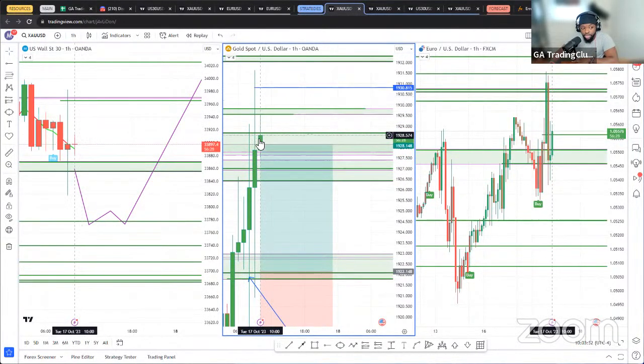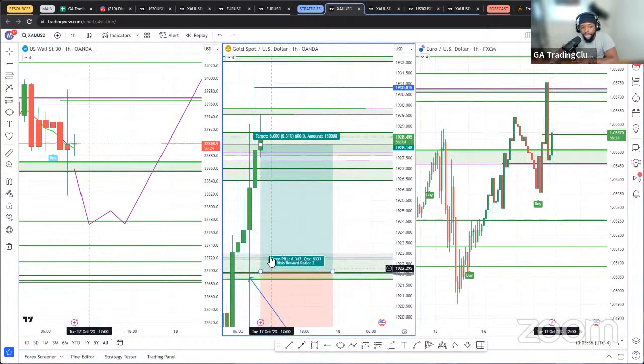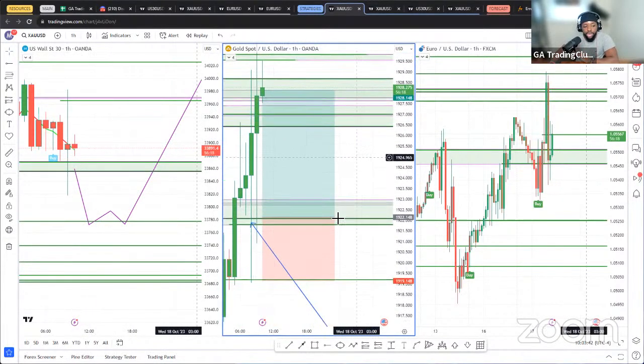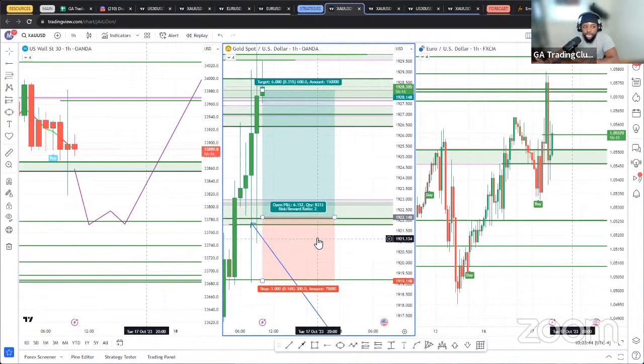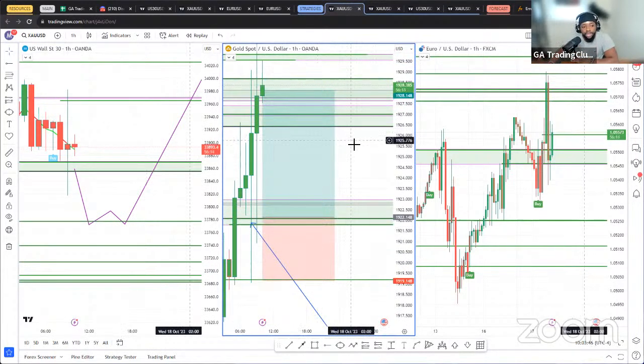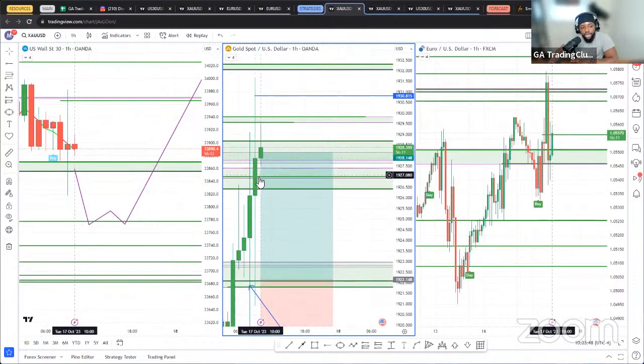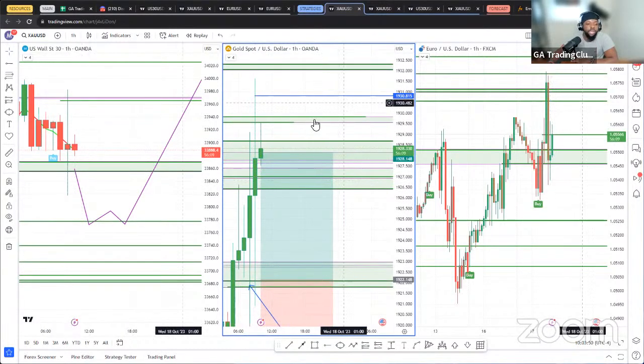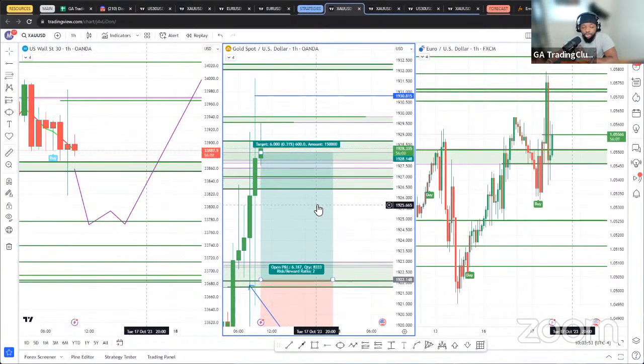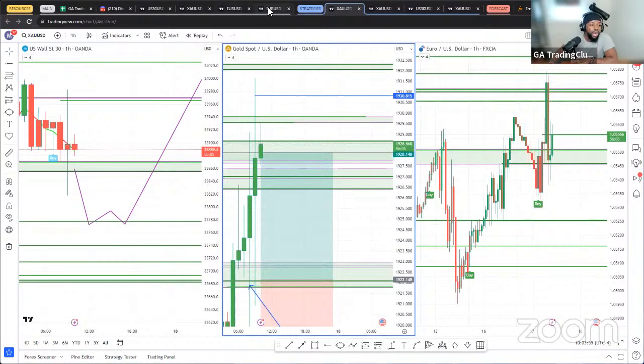So if gold gets to here first before coming back down to 1922 right now, I will delete this markup because I'll consider that trade invalidated. And then I'll wait for a break and continuation setup of this next SAR zone. So right now, even for me, for gold, it's just a waiting game.